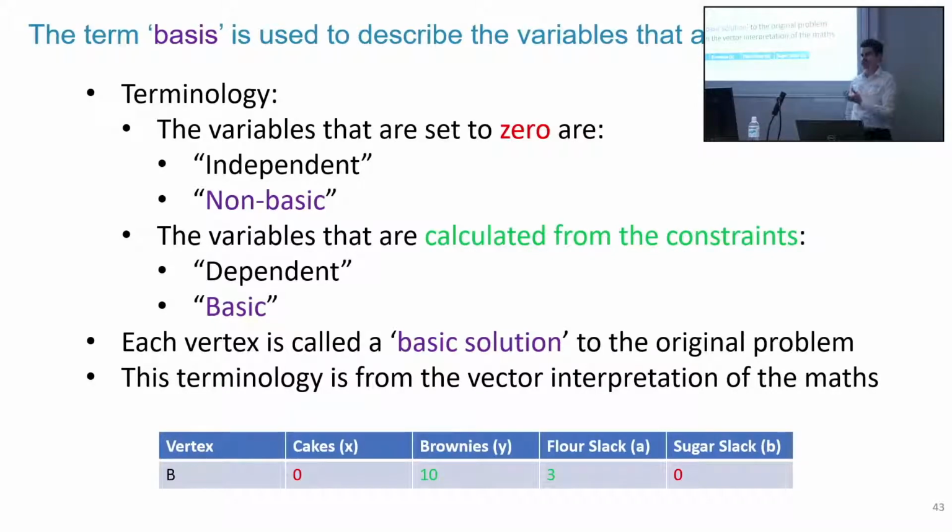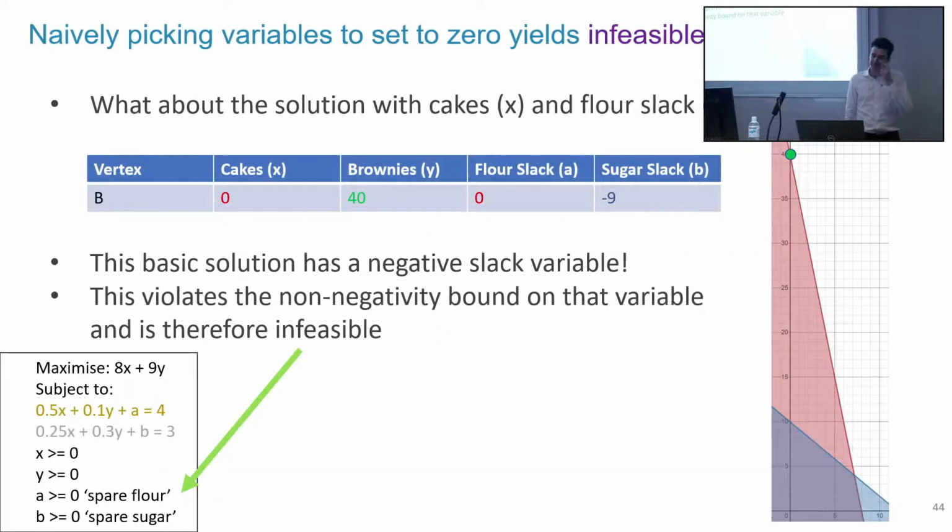Each vertex is also called a basic solution, because it represents a possible solution to our problem, since we know the solutions are at all the vertices. I won't go into where the term basis comes from, it's really complicated.